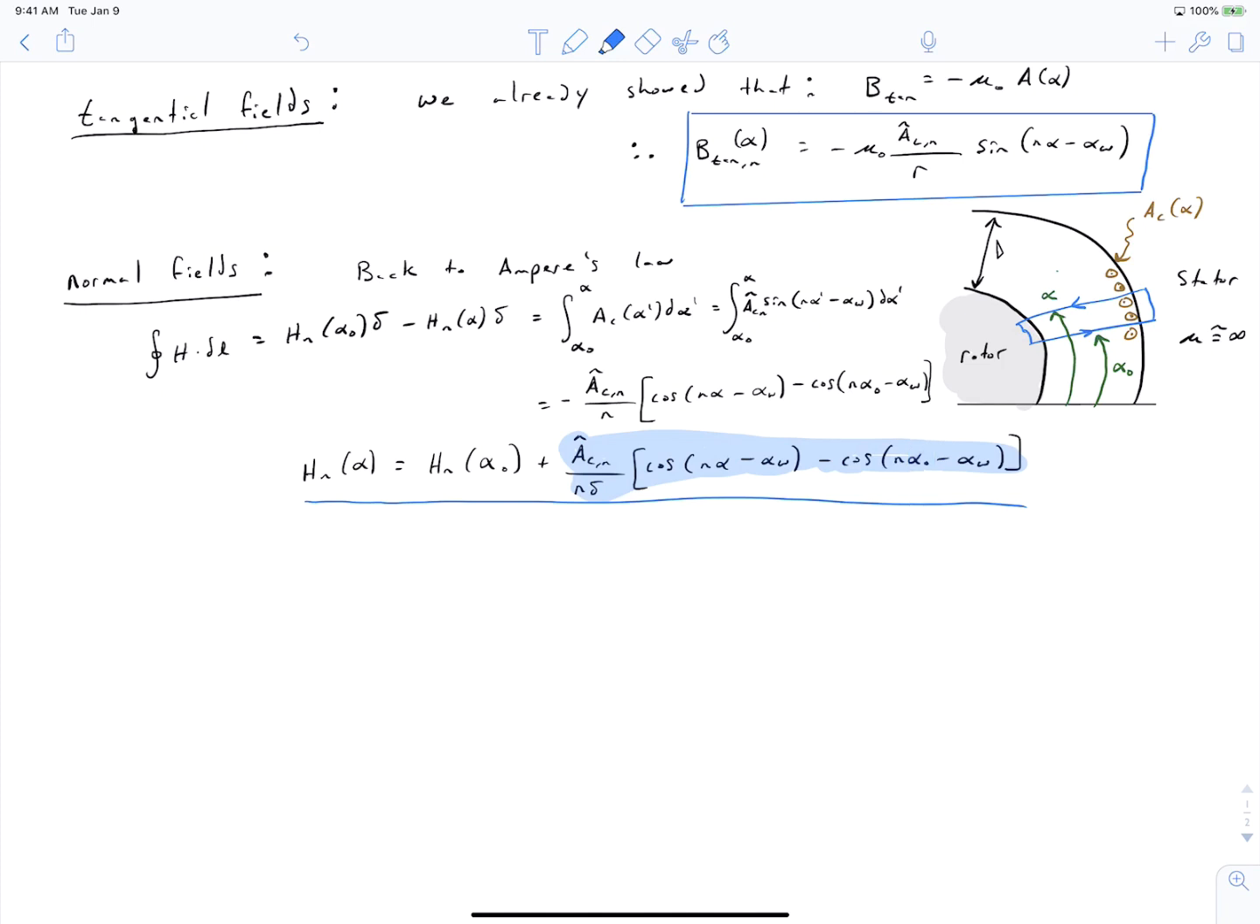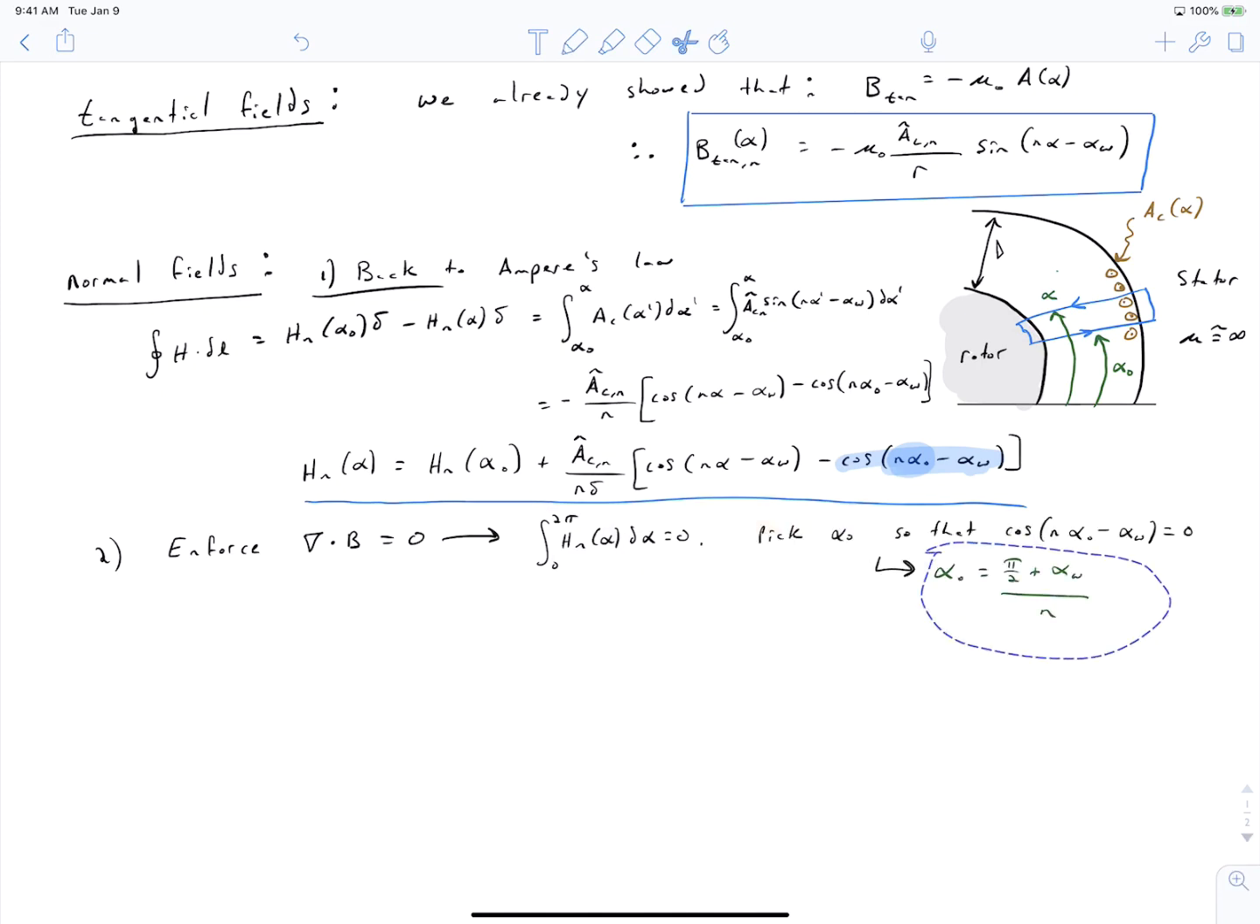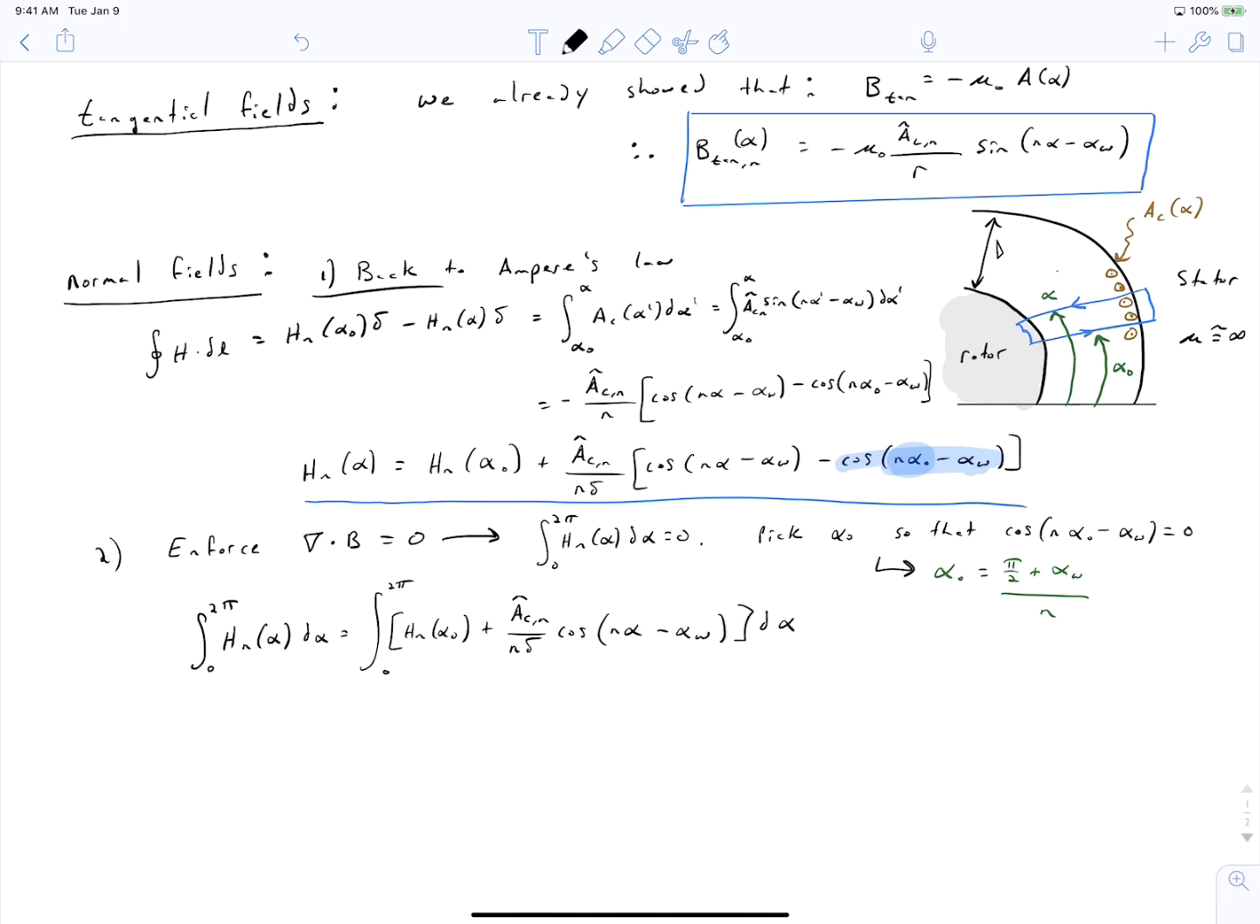So in order to resolve this, we need to impose that the divergence of B is equal to 0. And we can make our lives a lot simpler when we evaluate this integral if we pick the value of alpha 0 to be such that this whole cosine term drops out. So if we intelligently choose a value of alpha 0, we are left with one less term in this expression. And here you can see the value that we should select for alpha 0 to achieve this. So if we do this, we can now evaluate the integral and enforce that it must be equal to 0. And when we do this integral, we can see that this term right here has to cancel out. It has to go to 0.